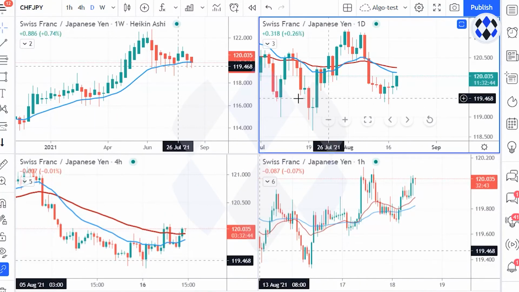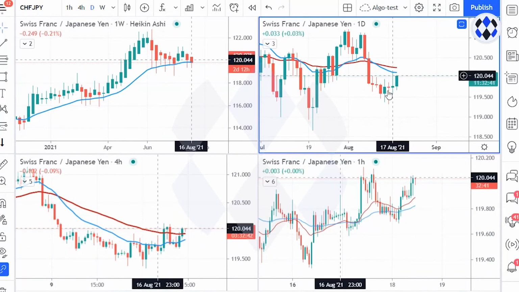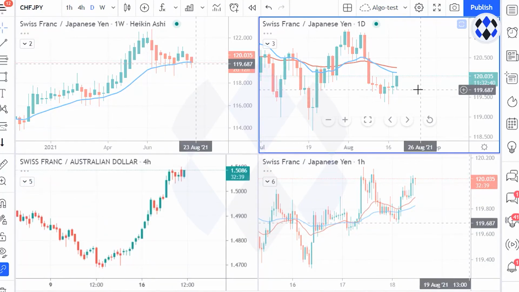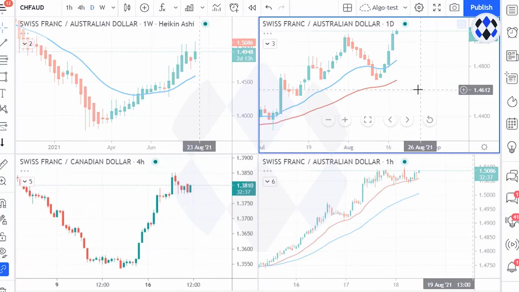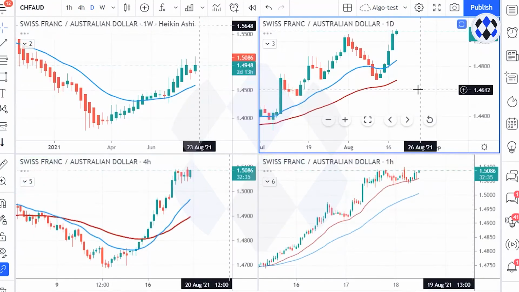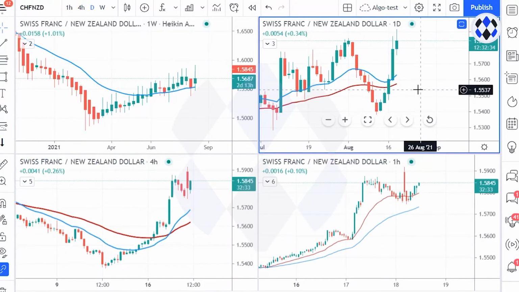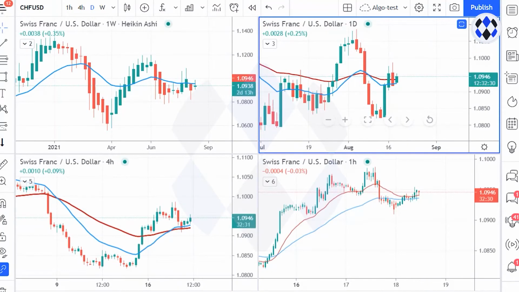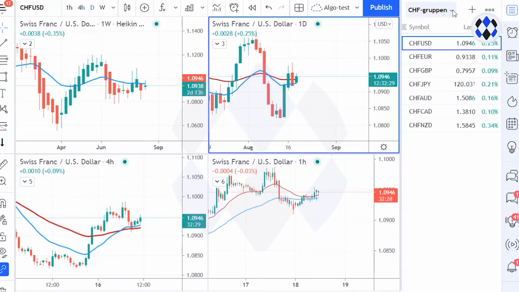We can see the Swiss franc towards the yen. It actually seems that the Swiss franc is a bit stronger than the yen. We can take that into consideration. We have it towards the Australian dollar, the Canadian dollar, the New Zealand dollar here. And we can do that with all of the groups here.